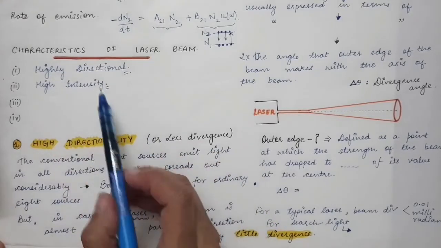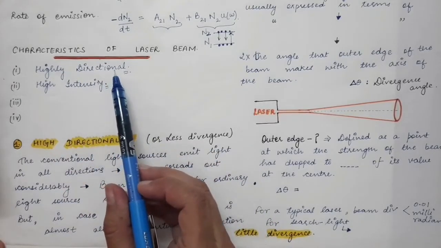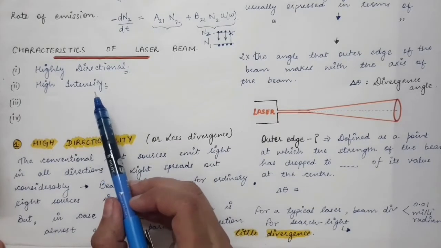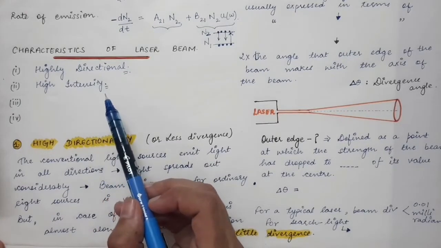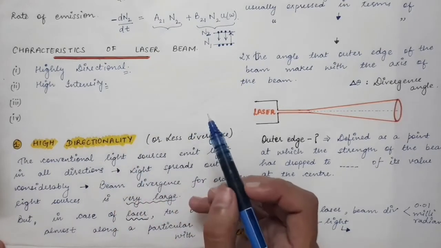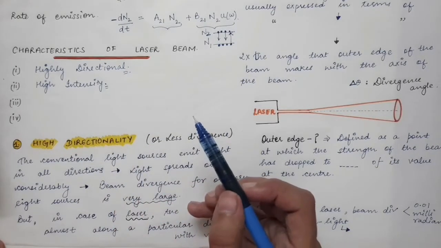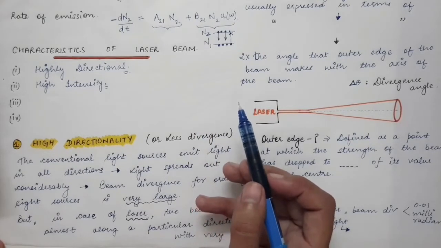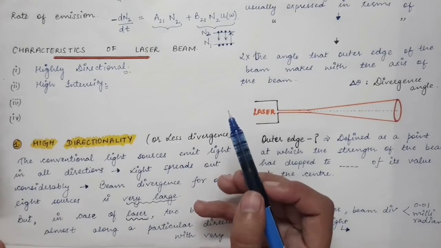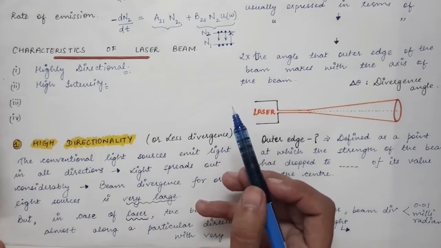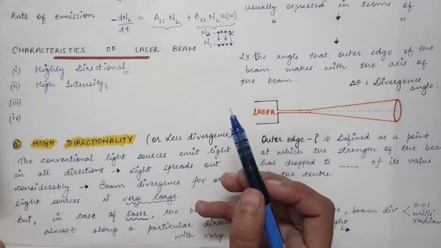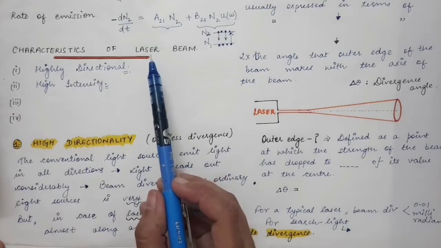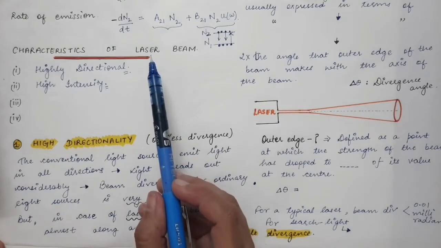Now, due to the high directionality property, laser light has high intensity. It has very high intensity as compared to the ordinary source. In the case of ordinary sources of light, the photons are emitted in all the directions, so the intensity at a particular point in space decreases. The intensity at a particular point in space due to an ordinary source of light is very less as compared to laser, because in the case of laser the light goes in almost one single direction.